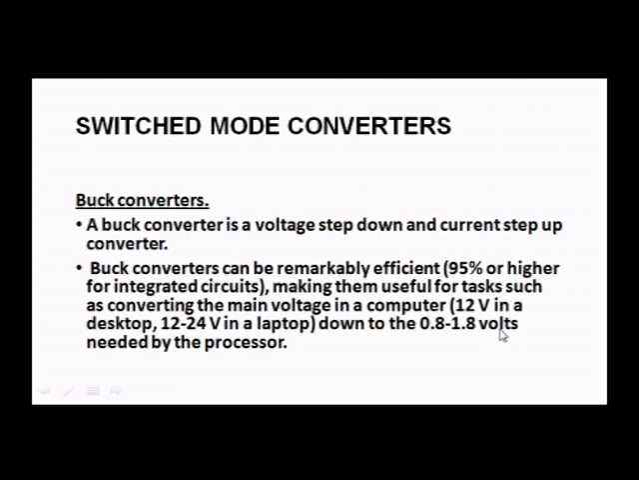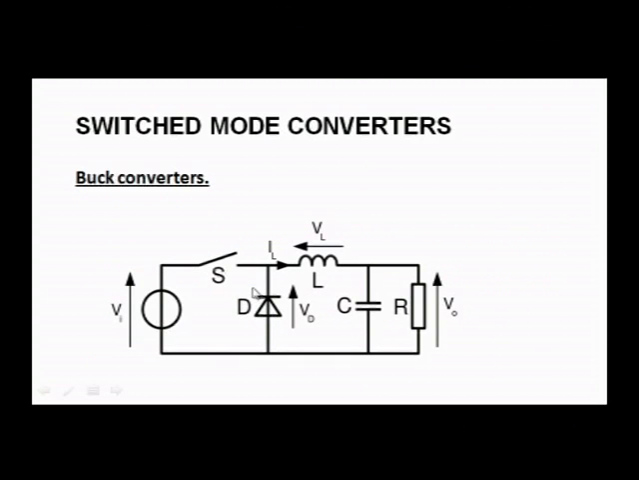The ICs which are used in the processors need 0.8 to 1.8 volts. So, there should be a step down from 12 volts or 24 volts to 0.8 to 1.8 volts, in a very highly efficient way. That is where these buck converters are widely used. So, let us see what the schematic of a buck converter is.